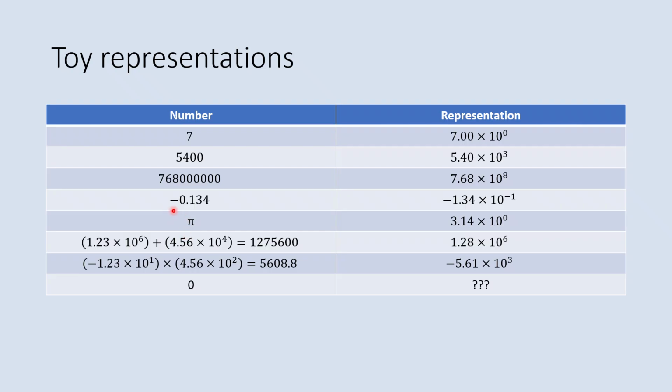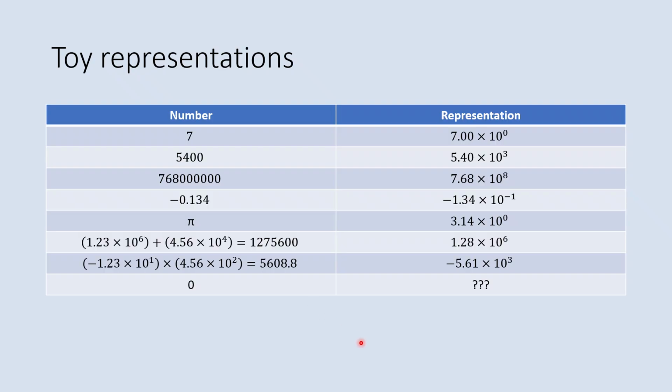If we had a number like -0.134, we could write that as -1.34 times 10 to the -1st power, and again, that's an exact representation of that value. But if we look at a number like pi, pi has more than 2 digits after the decimal point, but we're only able to record 2 of them, so we might record that as 3.14 times 10 to the 0th power. So in that case, pi's representation is not exact, but it is as close as we can get using this particular numerical representation.